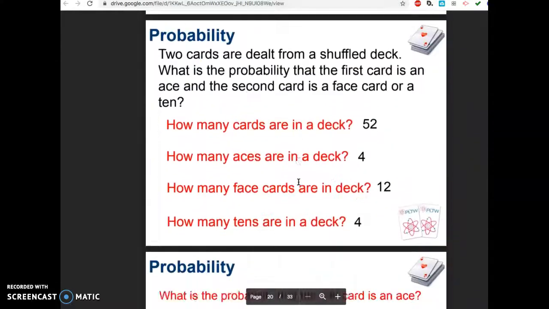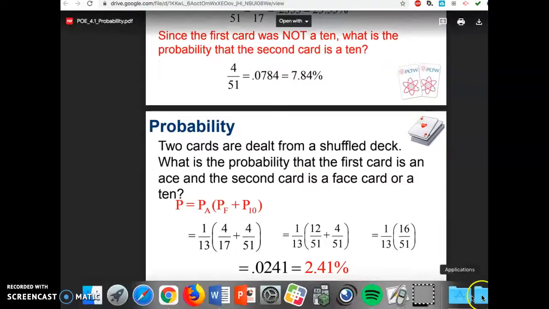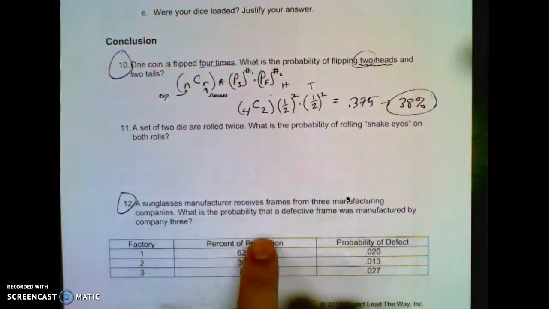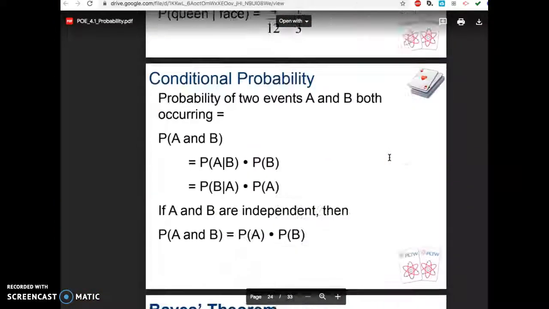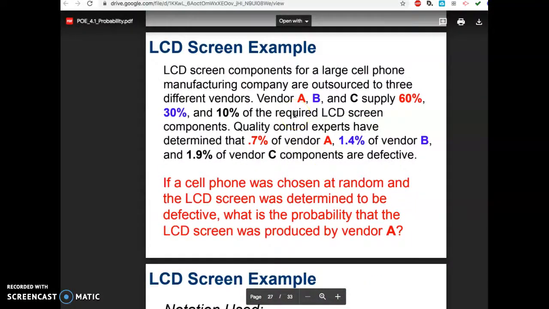And then we get to the last question. The last question, number 12, is a lot like, let me jump back to that. Boom. Number 12 is, I always think of it as like a weighted grade kind of question. If you want a good example of one that's just like it, it's with the LCD screen.